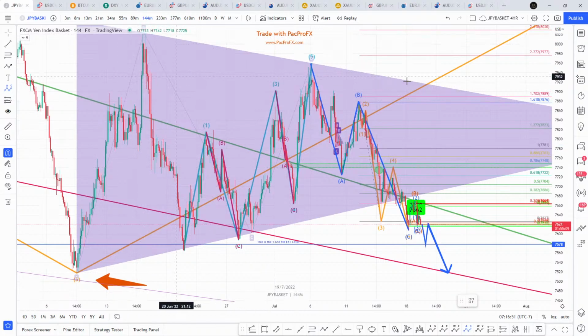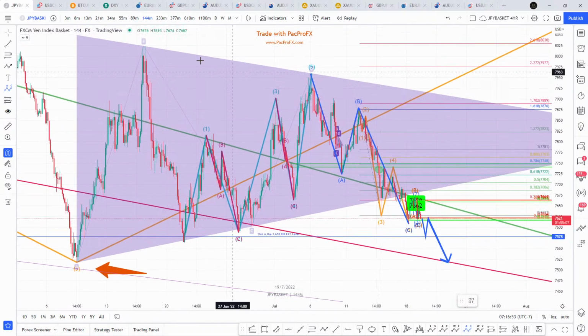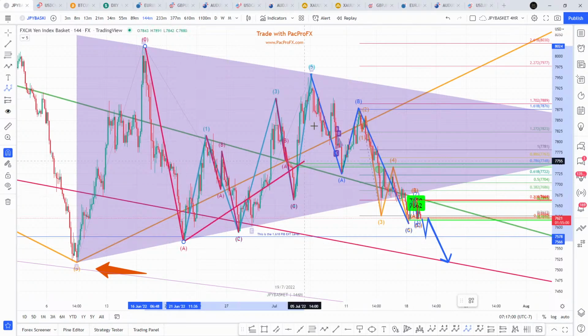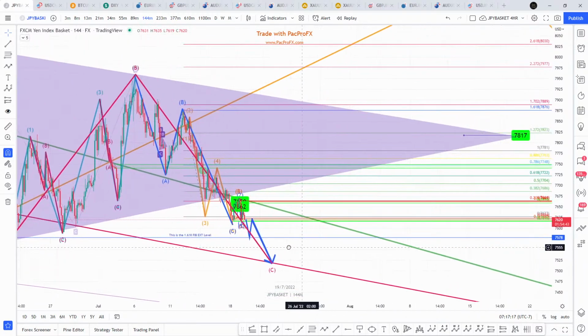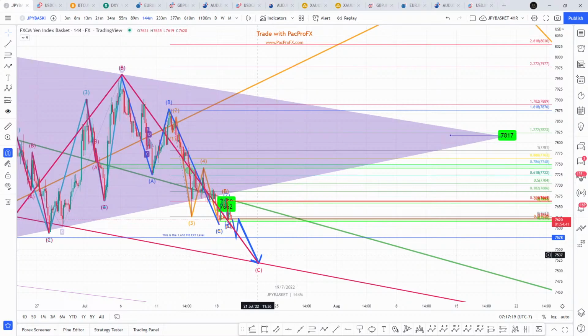So here is the A. This was all the B. And this is all C. And hopefully from here we'll see a 5-wave pattern going up.